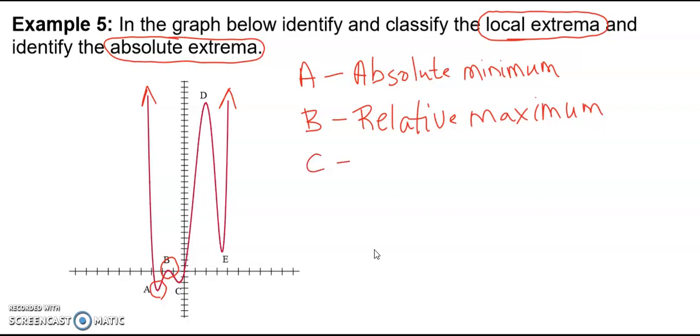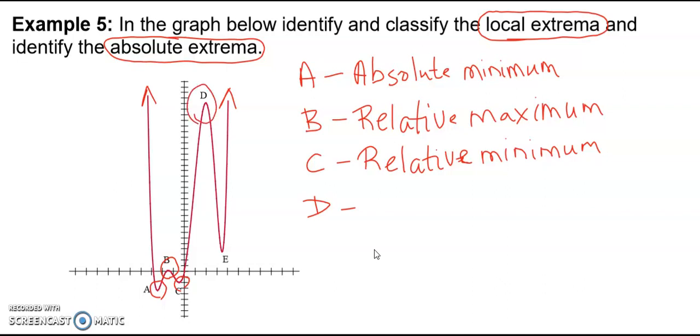What about C? There's C right there. Now that looks like a minimum as well, but it's not as low as A was. So it would be what we call a relative minimum right there. And then we got point D. Now, by golly, it looks like a maximum to me. It's right on the top of a piece of the curve. But it's not the highest point for the whole curve because these two sides go up to infinity. So if anything, I would classify that as a relative maximum, not an absolute.